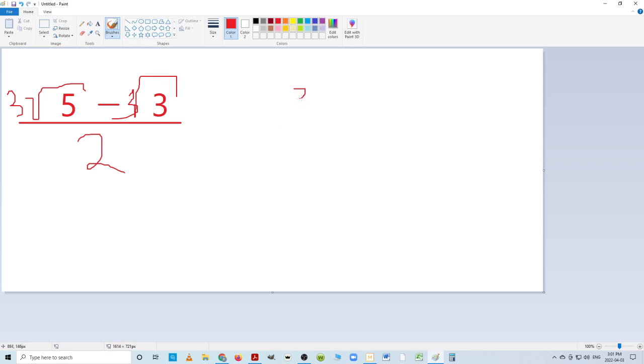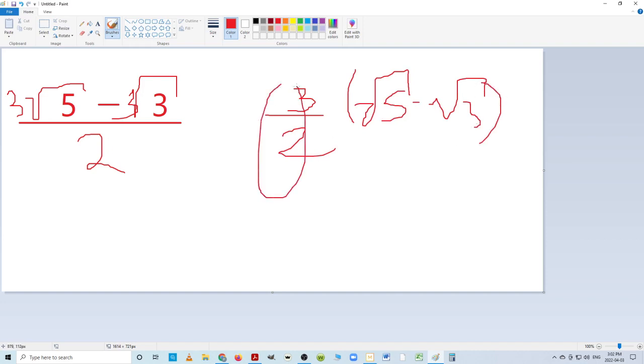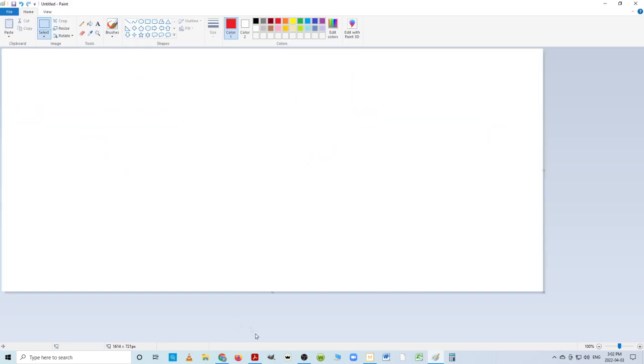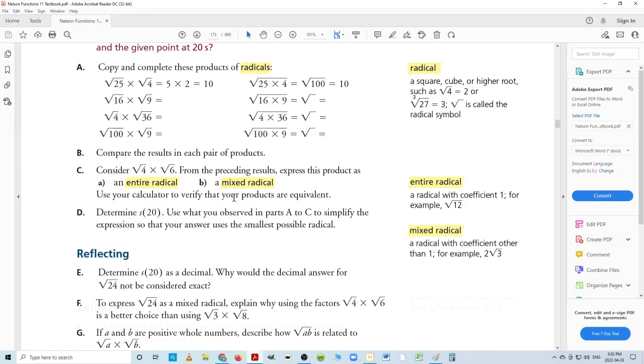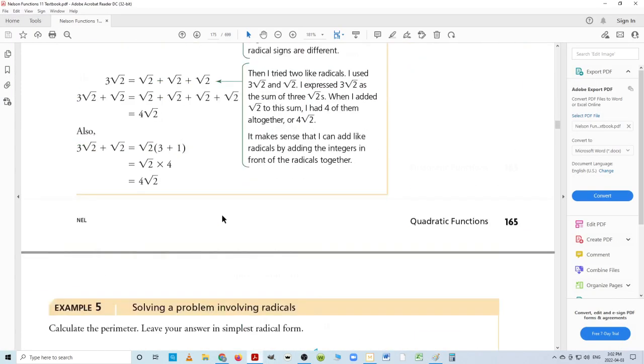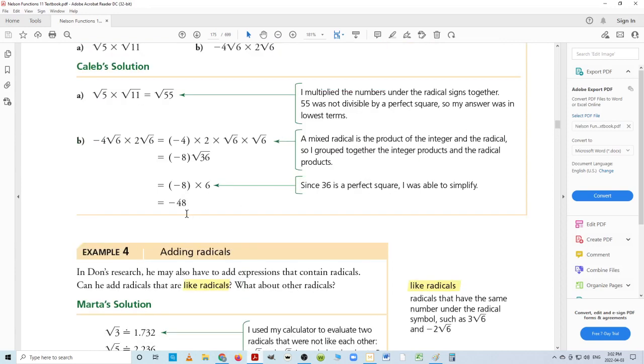And you can still express them like this, where it's 3 over 2 times square root of 5 minus square root of 3, if you have a reason to keep the numerical separate from that. Much easier to manipulate, and it's something that this chapter is teaching us. So we're going to get right into it. And they walk you through it, and they explain.